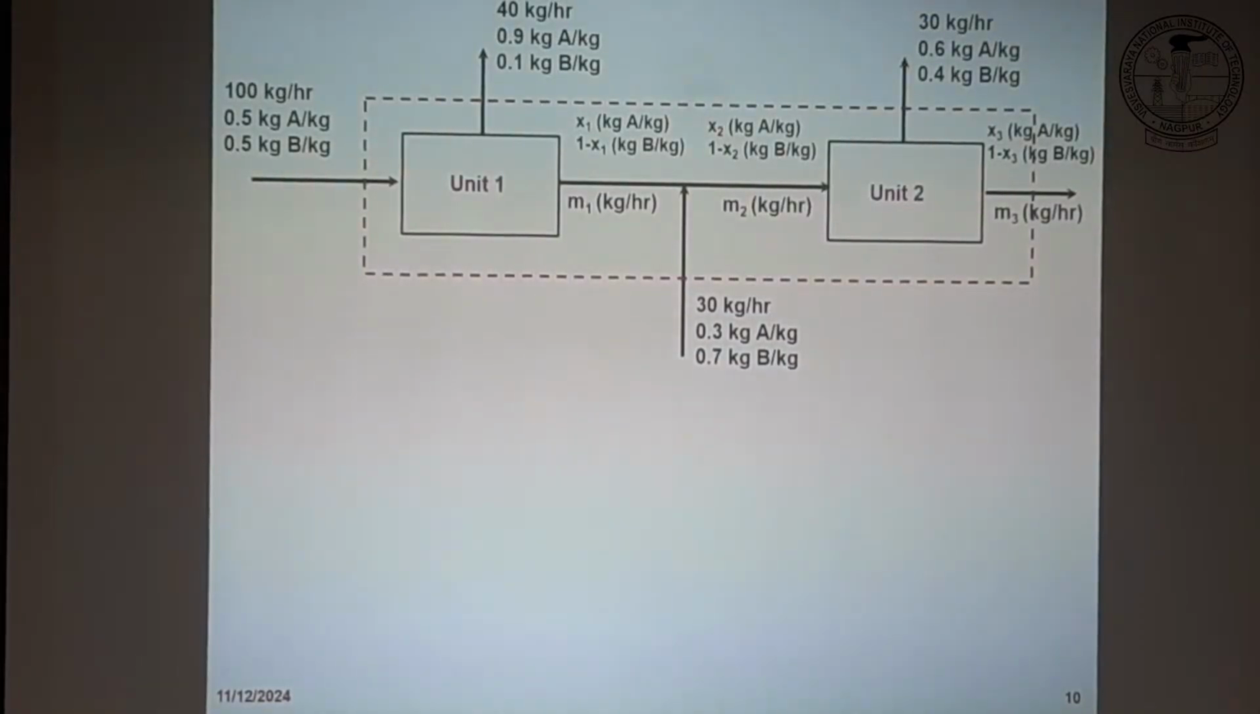Now it is very easy to make a material balance across this total unit. So how many streams are coming in and how many streams are going out from the whole process? 3 are coming and 2 are going. Are you sure 3 are coming? 2 are coming.